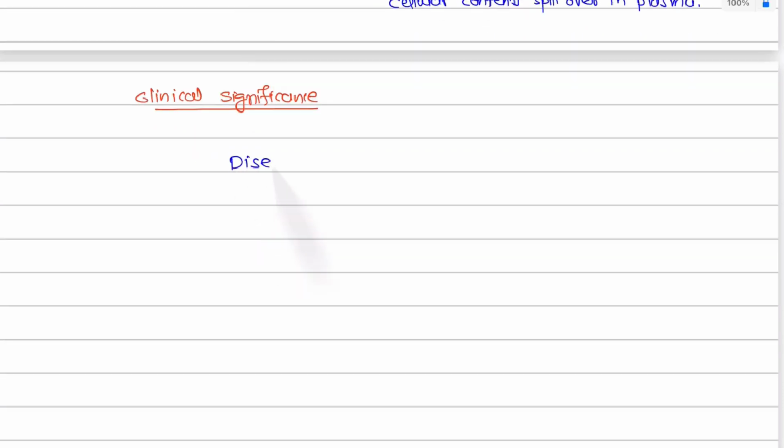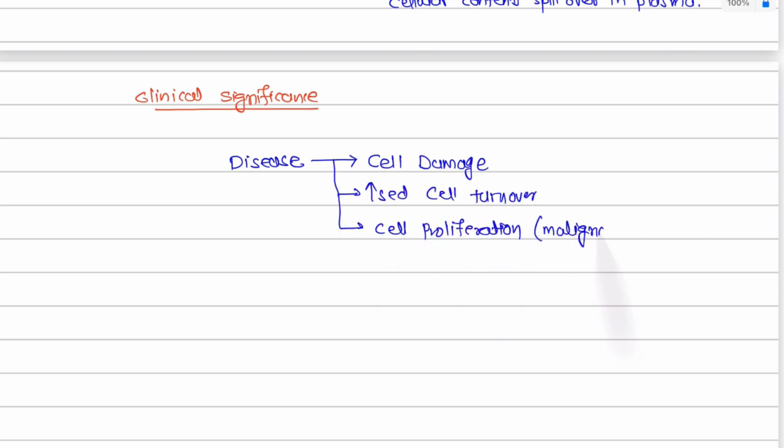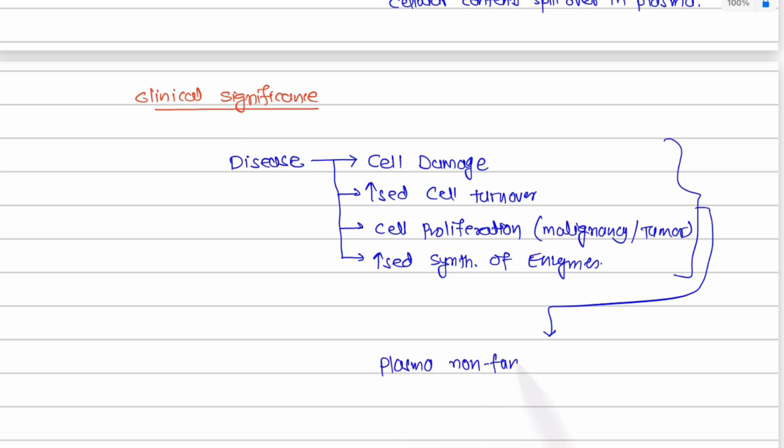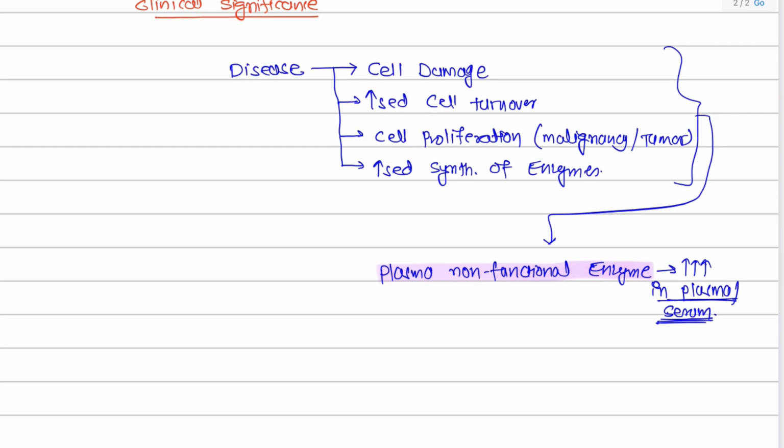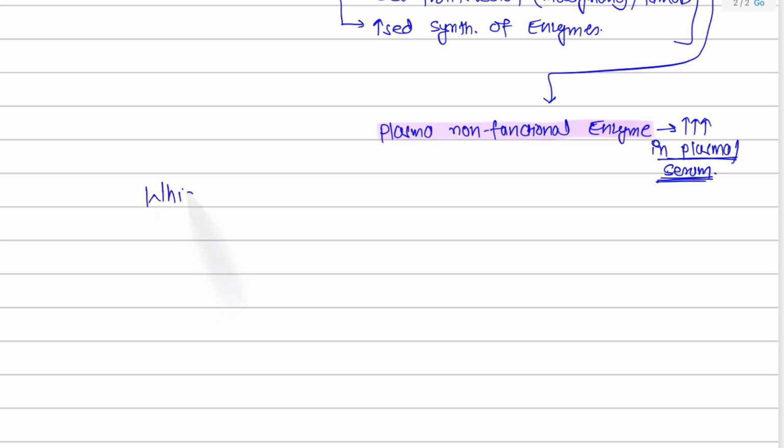These plasma non-functional enzymes, including both secretory and metabolic enzymes, are clinically very significant. Whenever there are disease conditions that lead to either cell damage or increased cell turnover or cell proliferation, like in malignancy or tumor, or increased synthesis of enzyme, the level of these plasma non-functional enzymes is increased in the plasma or serum. So, if we measure the activity of these enzymes in the plasma or serum, they can help us in the diagnosis of various diseases. Now, which enzymes are elevated in which disease will be discussed in the next video.